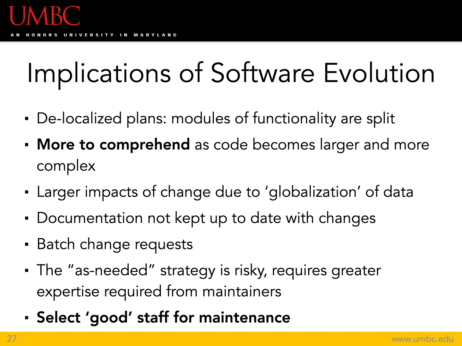Larger impacts of changes due to globalization of data happen regularly, meaning a thing that was previously just local to one module ends up effectively becoming globalized because the abstraction is breaking down. And now you have global state that has to be maintained across the entire system. Very problematic and definitely something that would violate the coupling and cohesion concerns we talked about several lectures ago.